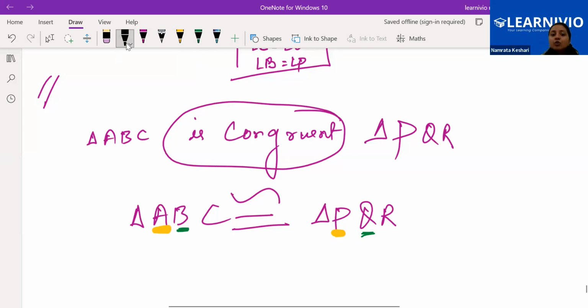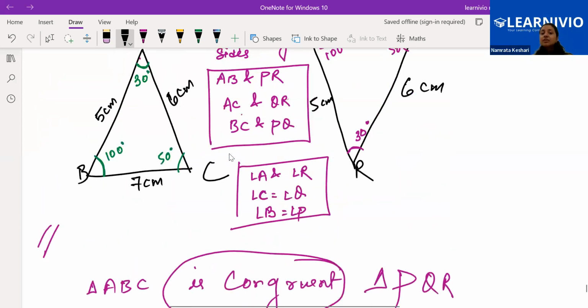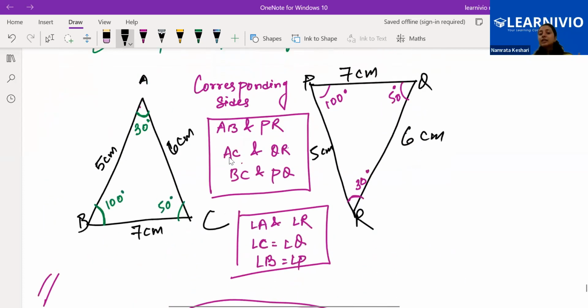Similarly, side AB and side PQ has to be corresponding sides. So why I was explaining corresponding side and corresponding angle, so that you will be careful while writing the name of the triangle. So can we write PQR? No, we cannot write PQR because angle A and angle R are a pair of corresponding angles, not P. A and R, these two angles are same.